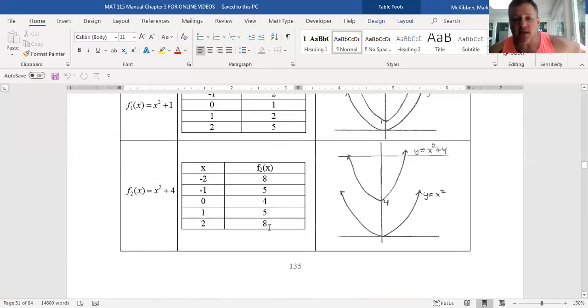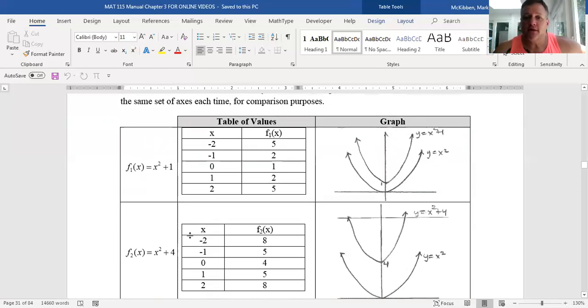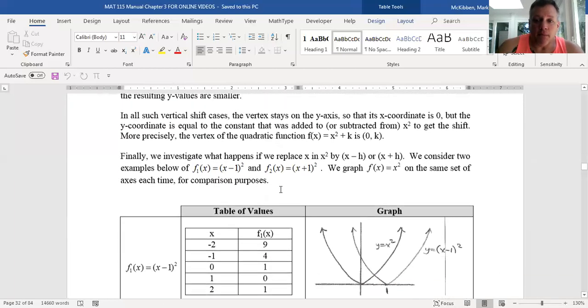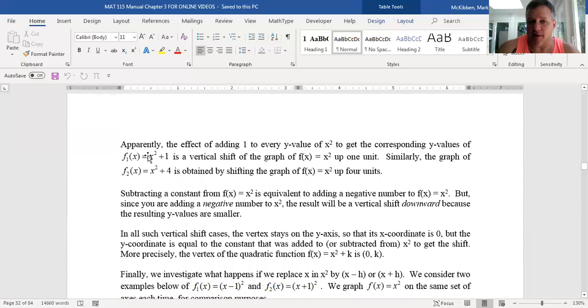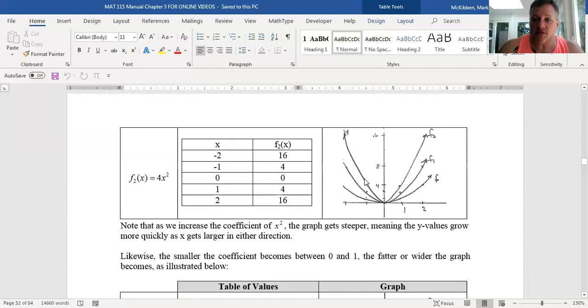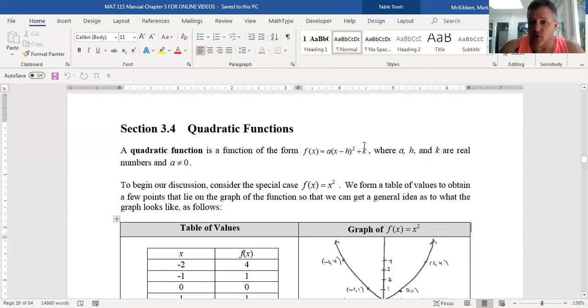So you can kind of guess what's going to happen if I subtract 1 or 4. Right, I'm going to diminish the output by 1, so it's going to come down by 1 unit. If I'm subtracting 4, I'm going to move it down by 4 units. Okay, so what adding a number outside does, right? So I'm doing the x squared and then I'm adding 1 to it, or I'm taking x squared and I'm subtracting something from it. That's going to move it vertically up or down. Okay, that's what the k does. If you think back to our original form, that's what this k is going to do.